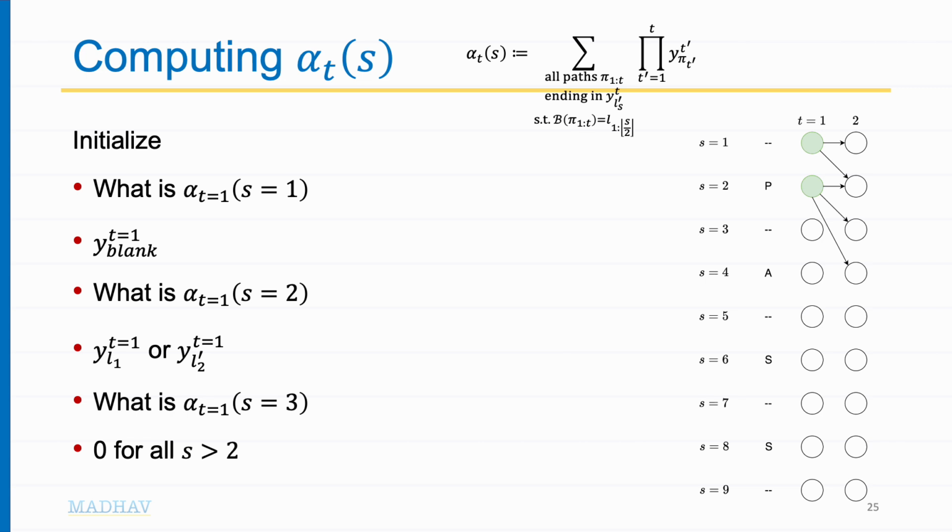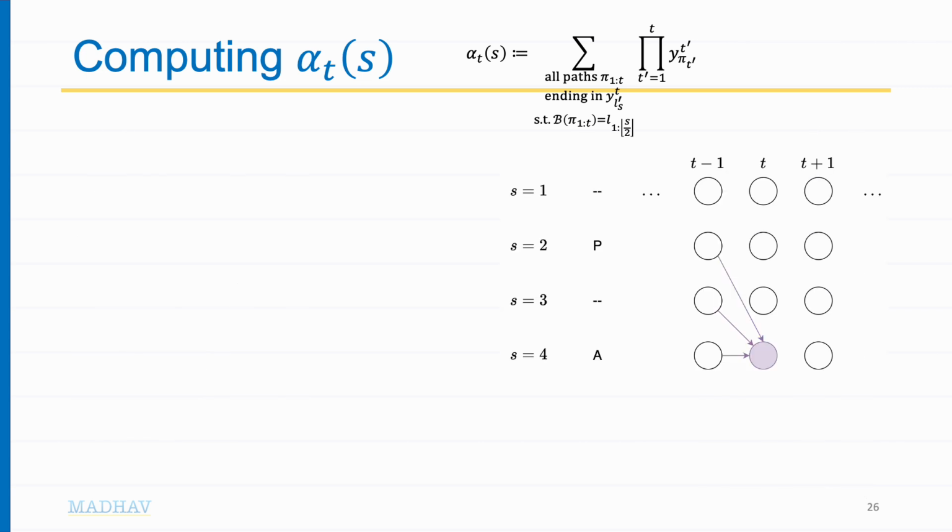Done. Now let's come to recursion. So you found the value of alpha at t equal to 1 for all the nodes. Now, what is the value of alpha at t equal to 2 and 3 and 4? You can compute by recursively applying this formula or with dynamic programming. So let's do that. So in general, I will consider t minus 1, t plus 1.